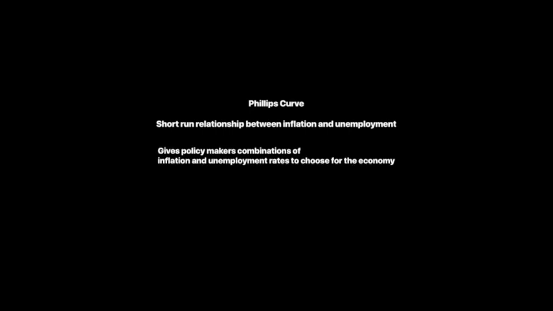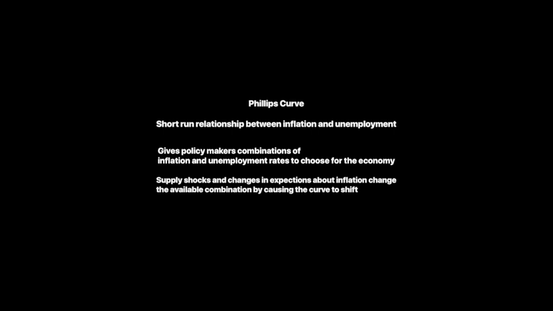Welcome back. So in this section of the video, we'll be talking about the Phillips curve in the long run. But before we start, I'd like to recap what we've done so far. Till this point, we've discussed the fact that the Phillips curve is basically the relationship between inflation rate and unemployment in the short run, and it basically gives policymakers a combination of inflation and unemployment rate to choose from.